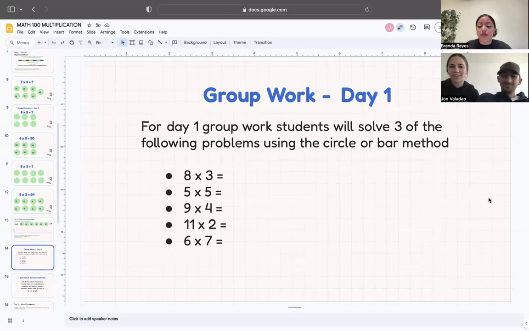Group work for day one. Students will get in their groups of 4 or however many are at their table, and we will put these 5 questions up on the board, and students will have to choose 3 to solve using either the circle method or the bar method. They will be expected to show their work and be able to explain why they did what they did.